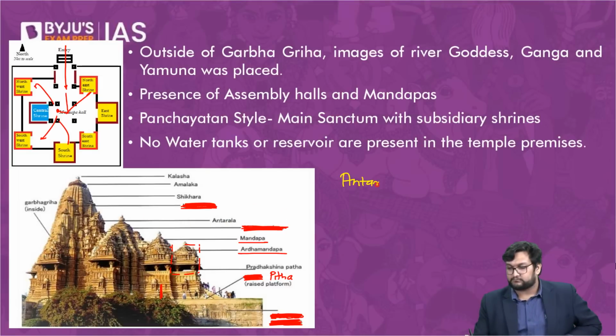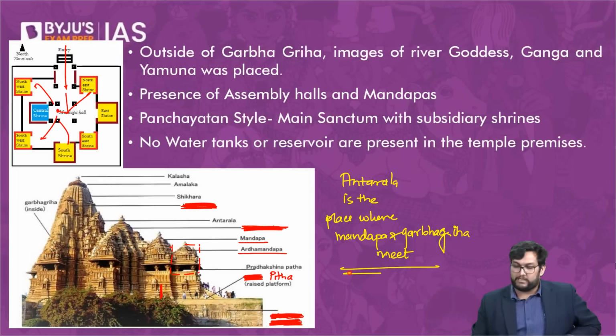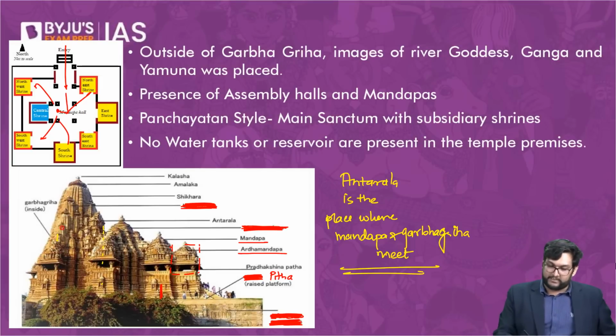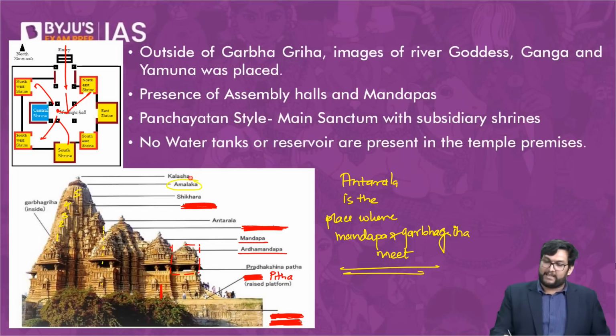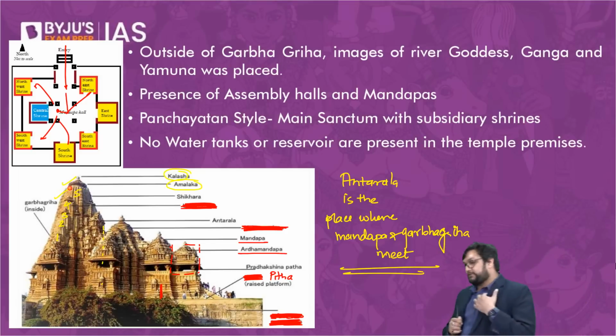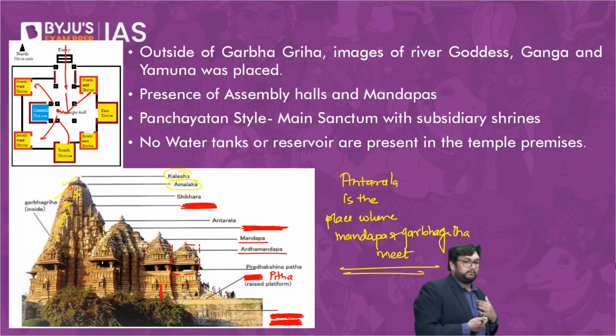Antartal is the place where Mandapa and Garbhagriha meet. Which is basically this point. This would be Antartal. Then you can see Shikhars 1, 2, 3, 4, 5. Under which Shikhar is the main god? Which Shikhar? 5. And you have the Amlaka and the Kalsha also. This is a very good image. This is actually Khajuraho temple, but yeah.